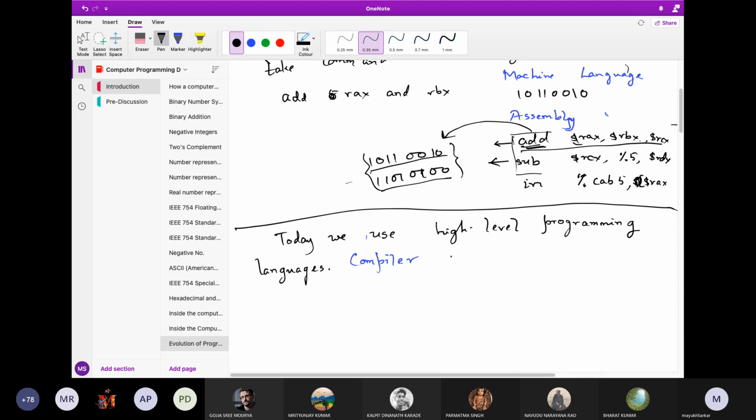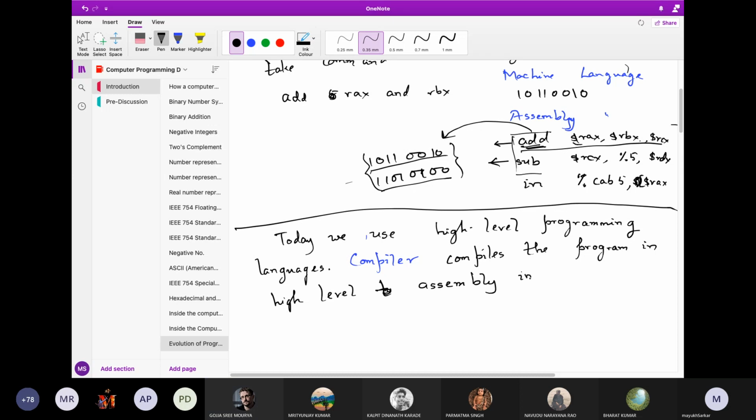The compiler compiles the program in high-level language to assembly language.